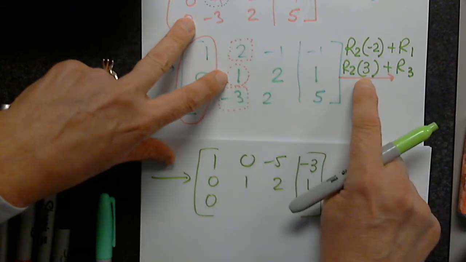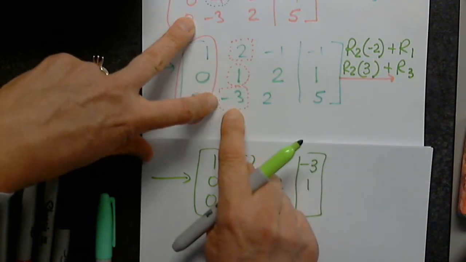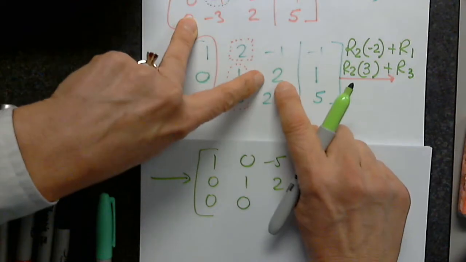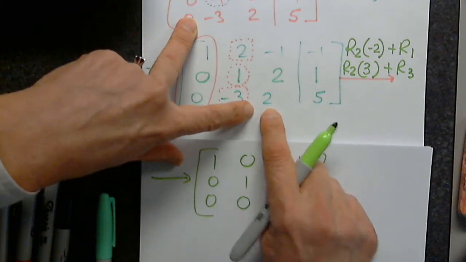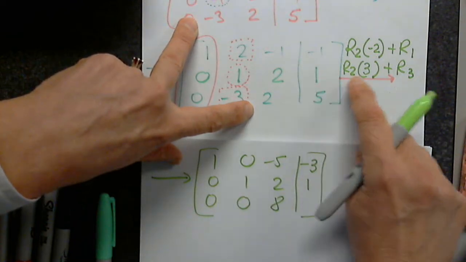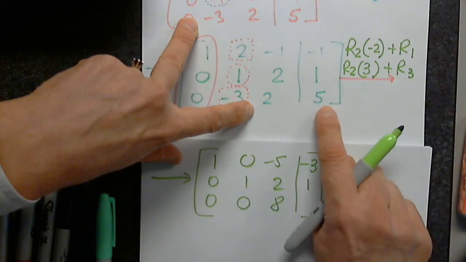1 times 3, 3, minus 3, 0. 2 times 3, 6, plus 2, 8. 1 times 3, 3, plus 5, 8.